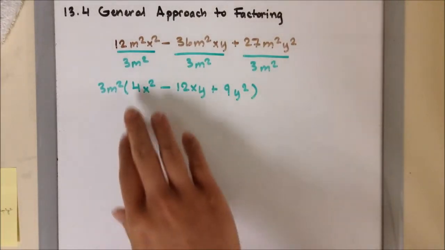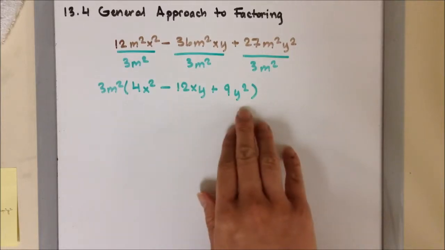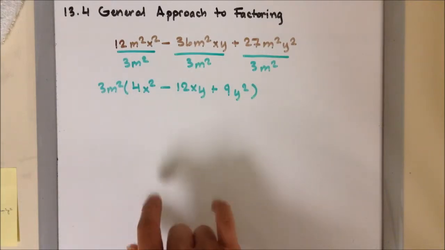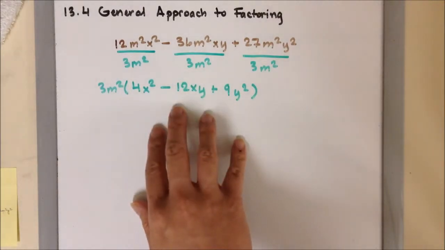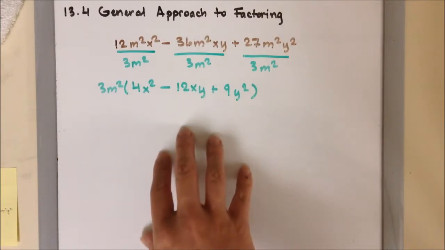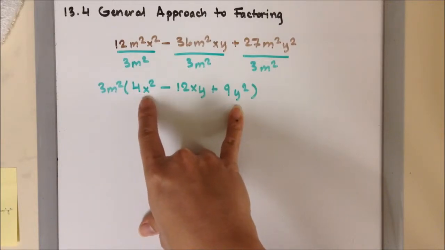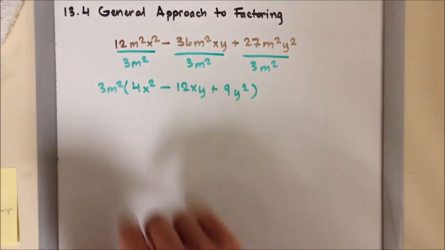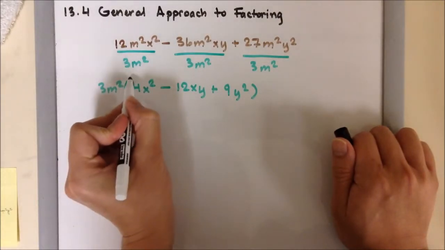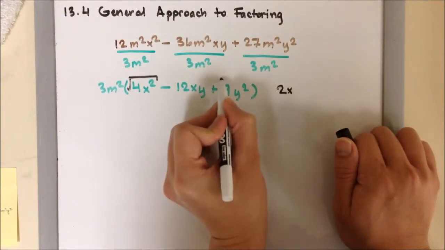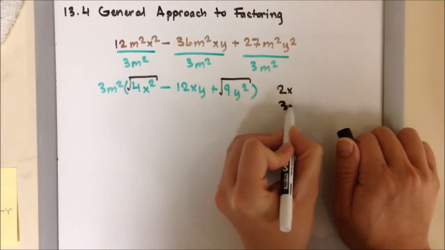So let's take a look. Can we factor the inside, the 4x squared minus 12xy plus 9y squared? So it might be a trinomial. We can factor that with the method for trinomials. Or take a look at the first term and the last term. 4x squared, that's a perfect square. In addition, 9y squared is another perfect square. So if we were to do the square root of 4x squared, that would be 2x. And if I were to do the square root of 9y squared, that would be 3y.